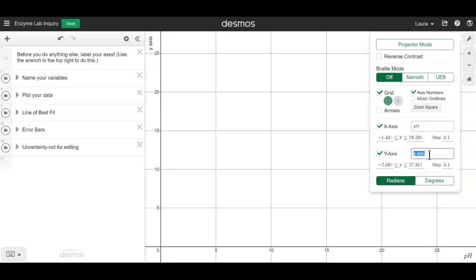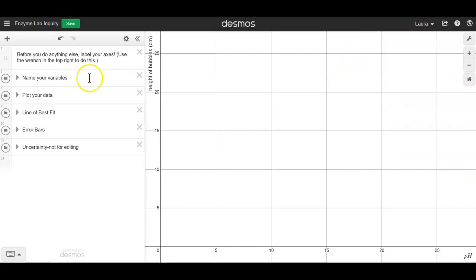On our y-axis, we measured the height of the bubbles. And we know that the higher those bubbles, the more that catalase reaction was happening to make oxygen gas. So we measured the height of bubbles in centimeters. So label your axes, pause the video if you need.